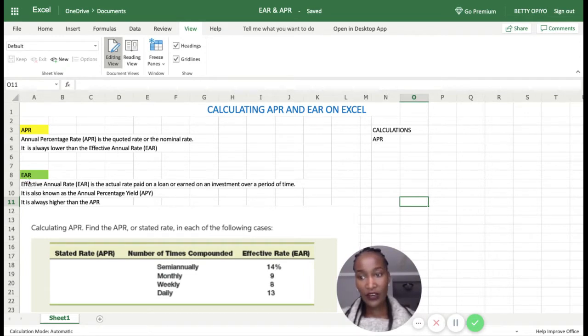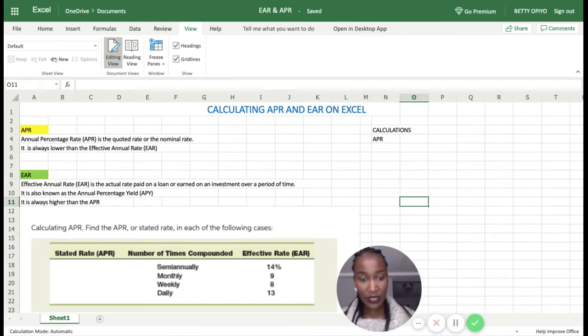If you look at the EAR, the effective annual rate, by definition it is the actual rate that you pay on the loan or the rate that you earn on an investment over a period of time. So it's different from the quoted rate. It's also known as the annual percentage yield or the APY. So if you see APY, know that it's the same as the EAR. And it's always higher than the APR.